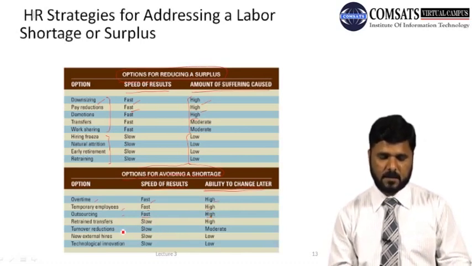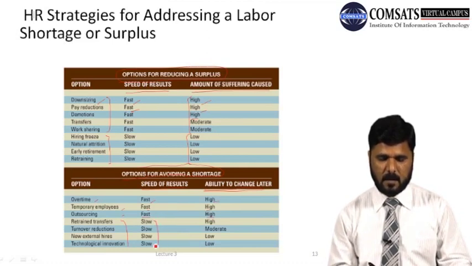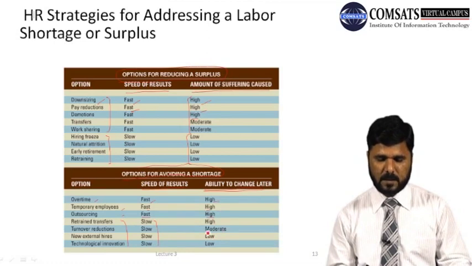Retrain, turnover reductions, new external hires, technological innovations, ये क्या है, इसके रिजल्ट स्लो होंगे लेकिन इसकी यहाँ पे एबिलिटी टू चेंज लो हो जाएगी या मॉडरेट होगी.